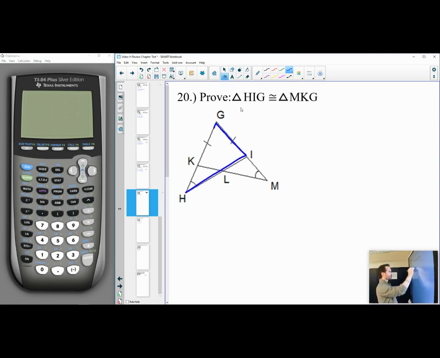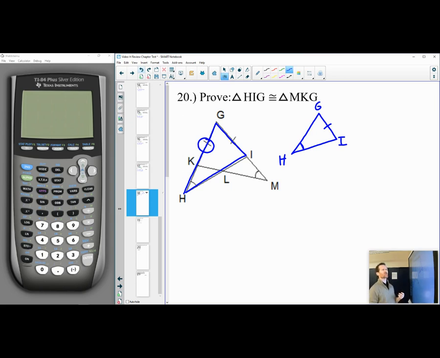So HIG is our first one. I'll tell you what, I'll just separate that one right now. So here's H, I, and G, HIG. What markings are they giving us we can bring over in that blue triangle? Well, we've got a mark on angle H, and I see this marking on GI. And that's it.